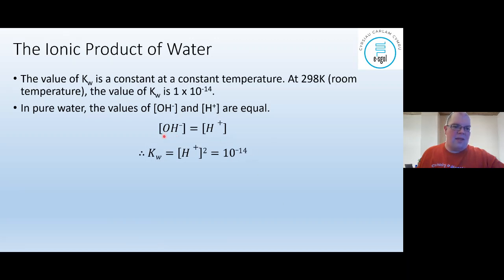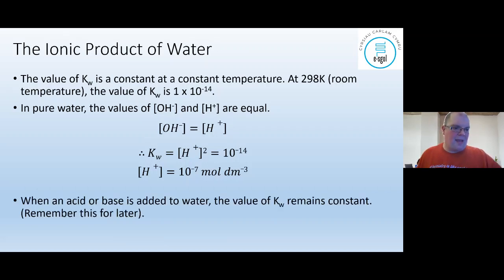So Kw ends up equal to concentration of H plus squared, which at room temperature is 10 to the minus 14. So pure water has a hydrogen ion concentration of 10 to the minus 7 moles per dm cubed. And if you do a pH calculation on that, it comes out at pH 7. So, which matches perfectly with what pure water should be.